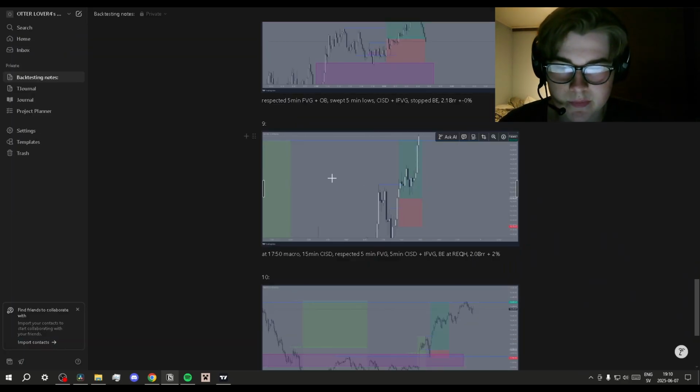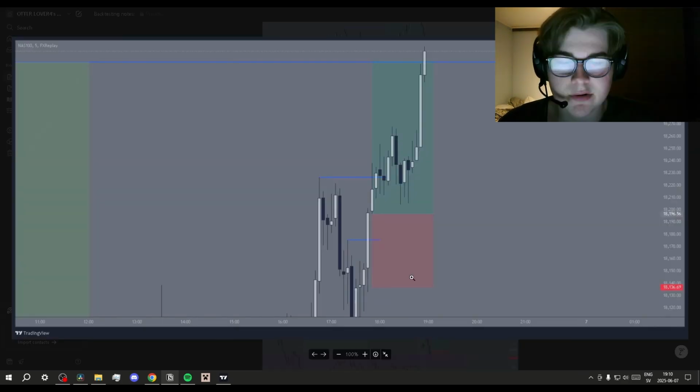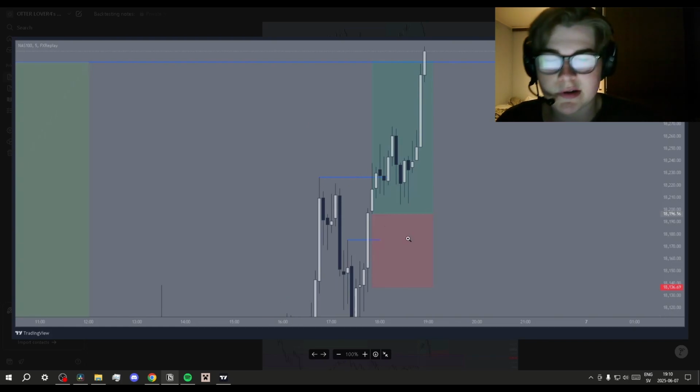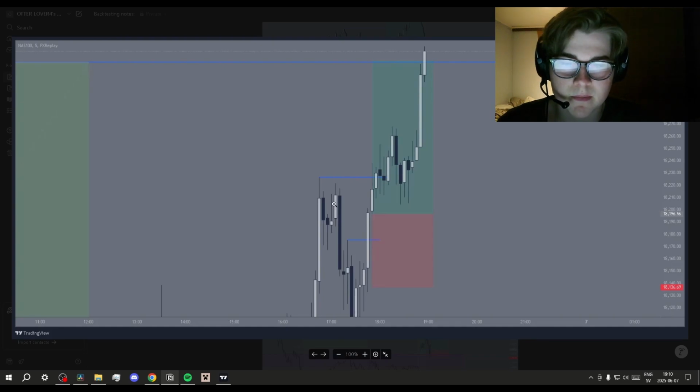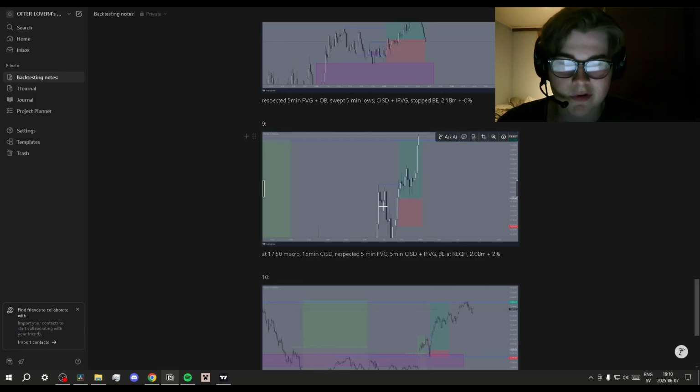That's right. This was during the later macro. We had a big move down, big push up, and we had a 15-minute change in state, so we were looking very bullish. And then we had this 5-minute gap get BPR'd. We made the change in state too.